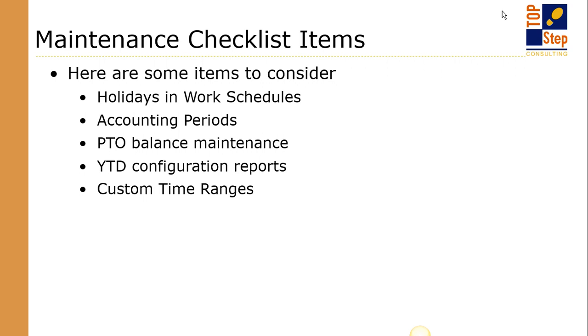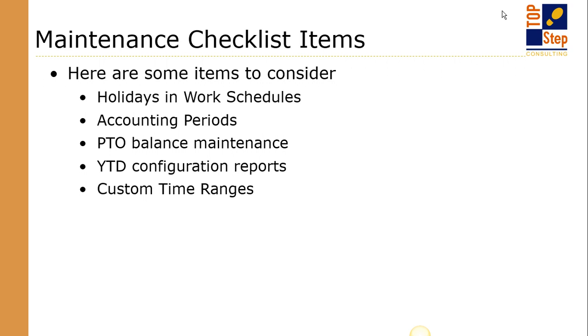Accounting periods. In OpenAir, you have the ability to open and close accounting periods on a monthly basis. A lot of customers create accounting periods in advance for the current year. You'll want to make sure that your accounting periods are built for next year as well. So go in and add those 2018 periods. And then PTO balance.